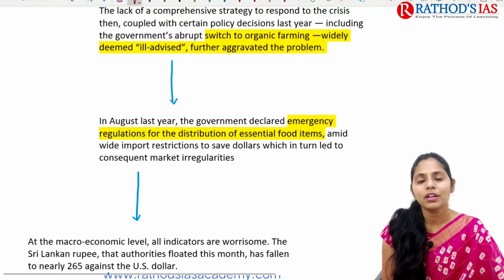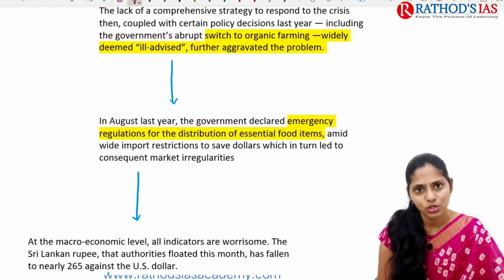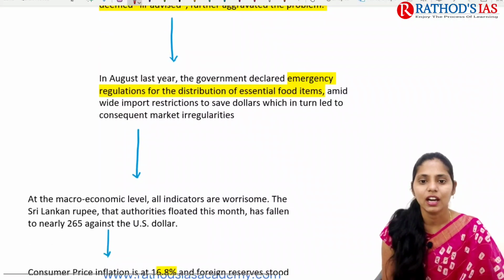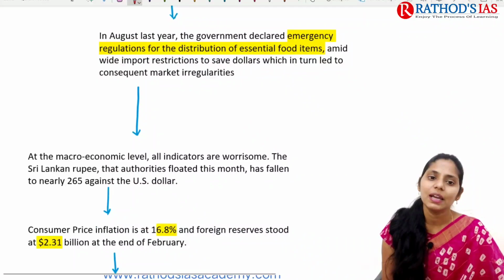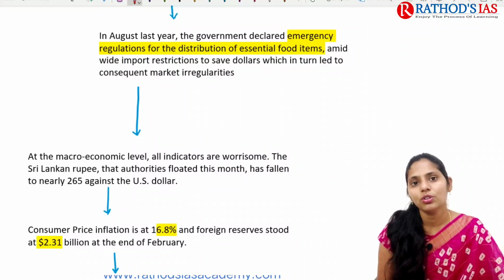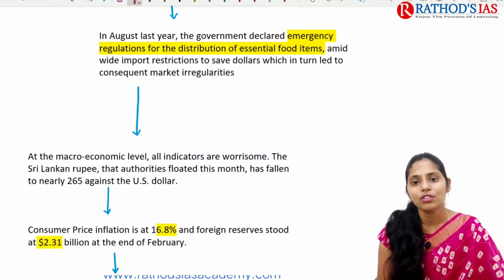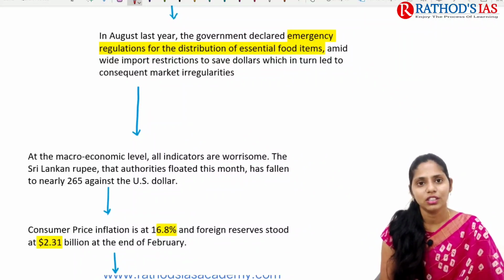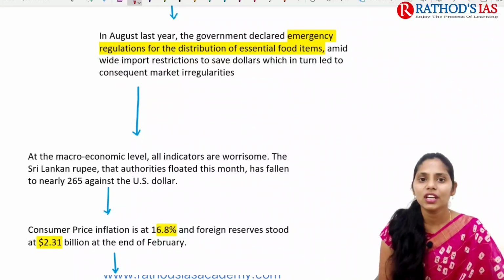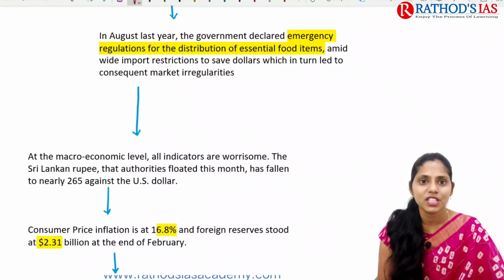And actually what happened, the government made an abrupt switch to organic farming, and that was ill-advised and further aggravated the problem in Sri Lanka. So the government declared emergency regulation for distribution of essential food items, and they are going for wide import restrictions because they have to save dollars, right? So actually, you know the dollar value, if you compare it with the Sri Lankan rupee, there is a very, very big downfall of the Sri Lankan rupee.